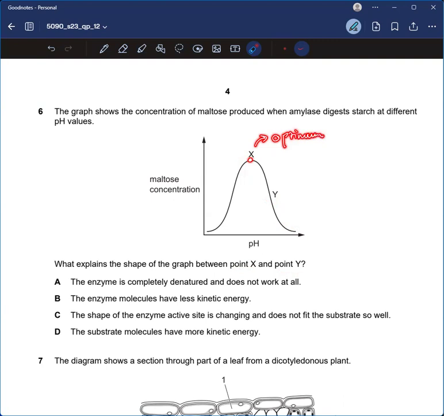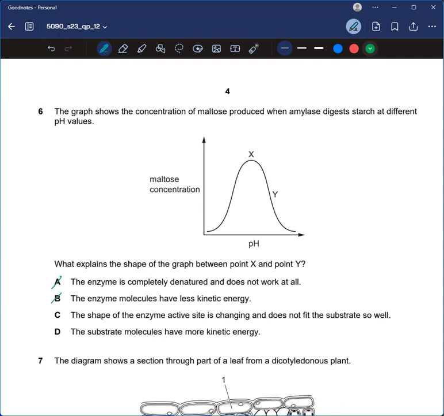Optimum pH is present and it is working at its maximum strength. And at Y, we can see that it has started to denature. So A would be incorrect. Okay. The enzyme molecules have less kinetic energy. No, here we are talking about the pH, not the temperature, as temperature affects the kinetic energy, not pH. So it would also be incorrect.